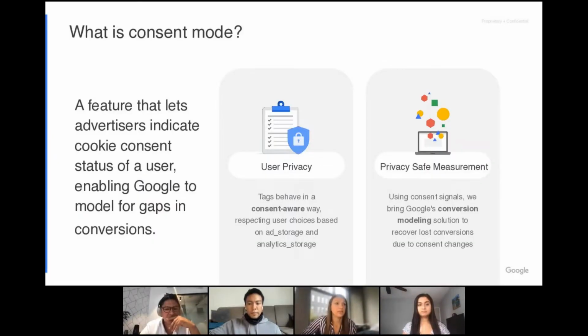Okay, so a little bit about consent mode. It's a feature that allows you to measure conversions while respecting user consent. So two main pillars here. One is user privacy. By implementing consent mode, advertisers' tags behave in a consent-aware way, respecting user choices. And then the second pillar is around modeling. Google's able to use those consent signals and model for lost conversions due to consent changes. Next slide.